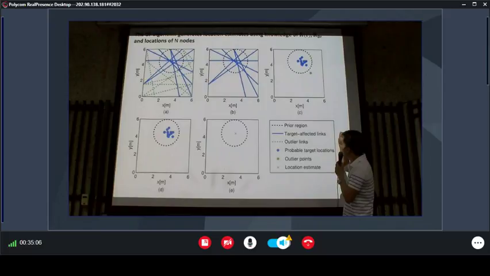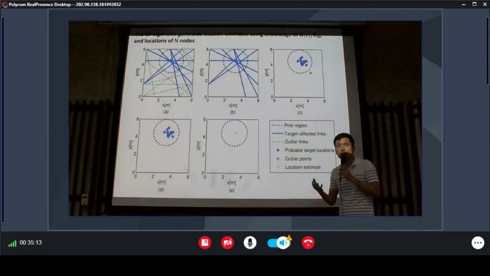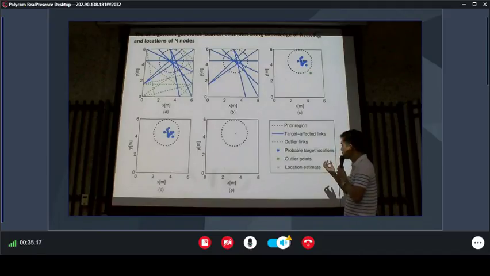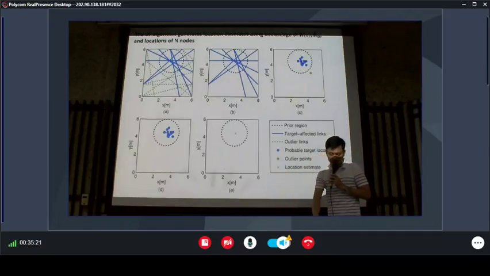Finally, any point outside that prior region is removed, and we fuse those remaining points using a combination of distance-based weights and RSS-based weights to arrive at a single location estimate. So this is the geometric filter algorithm approach.